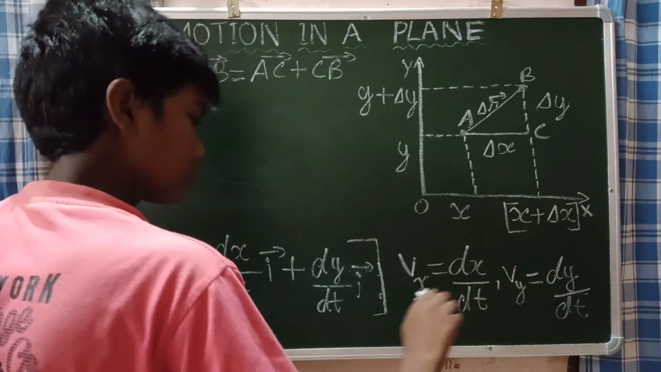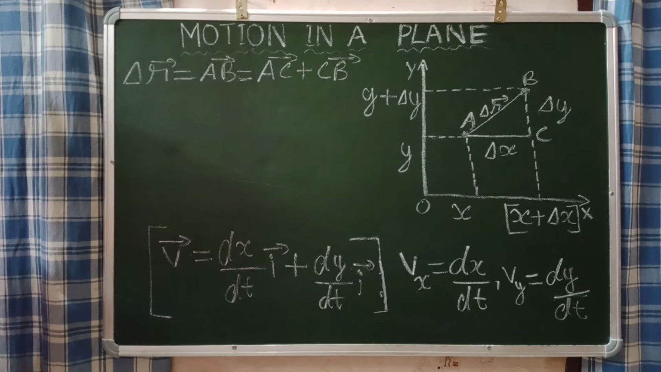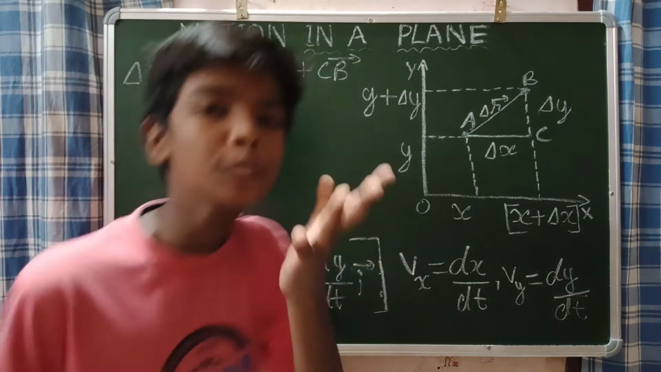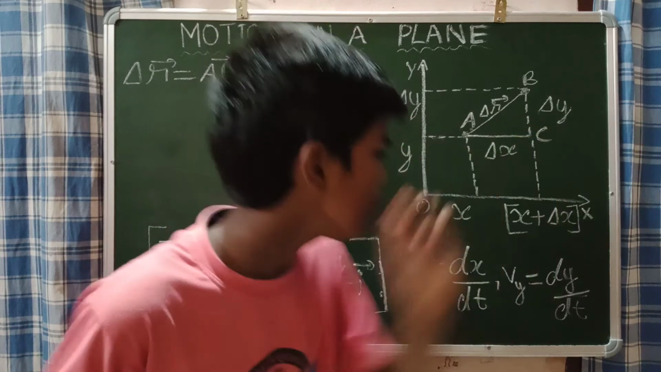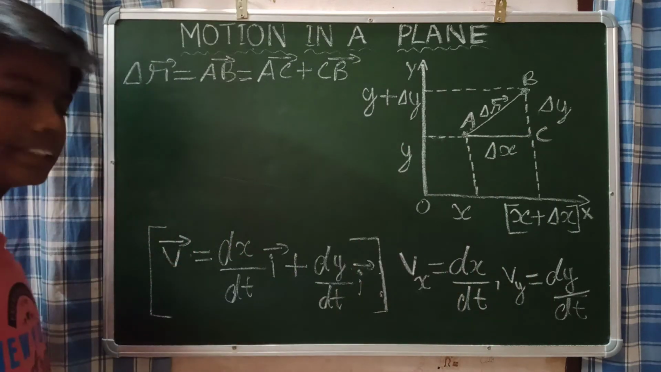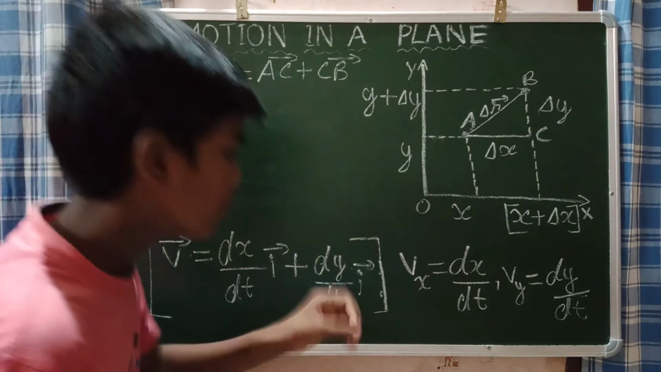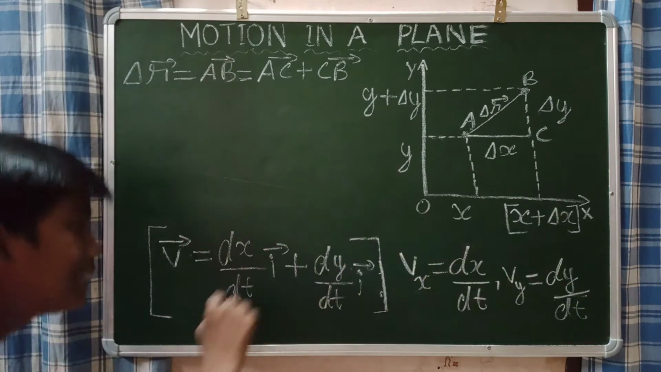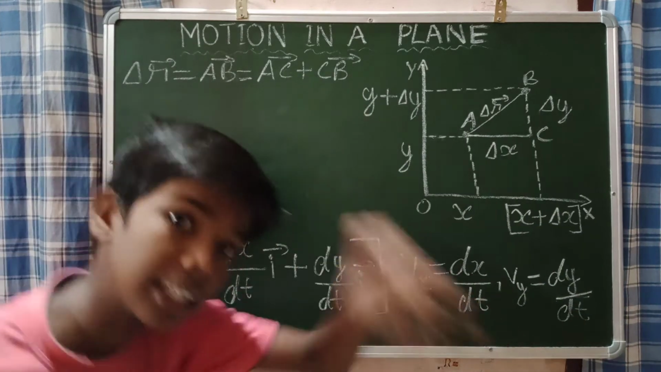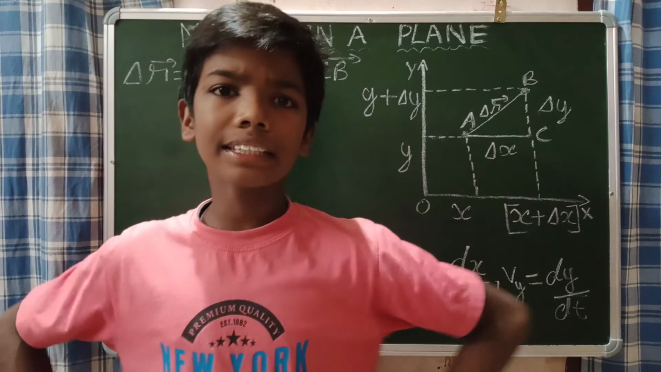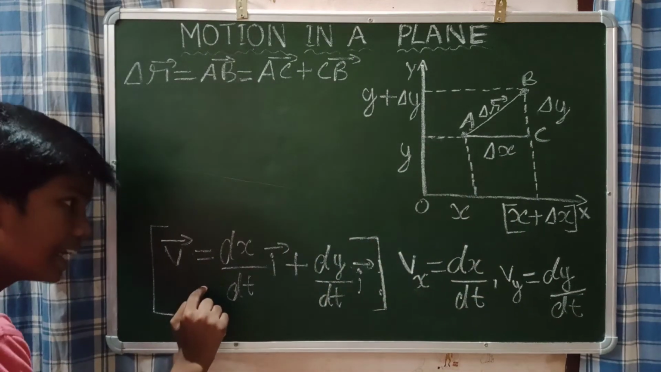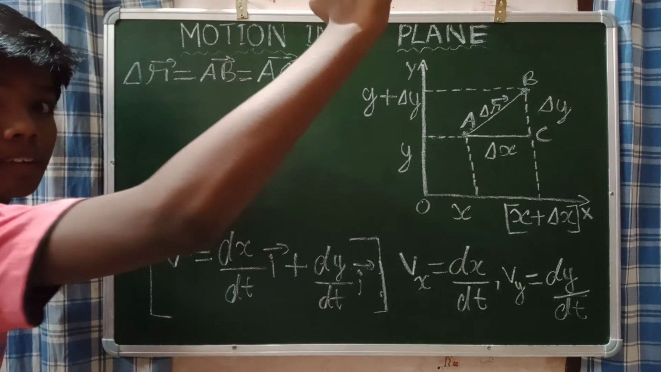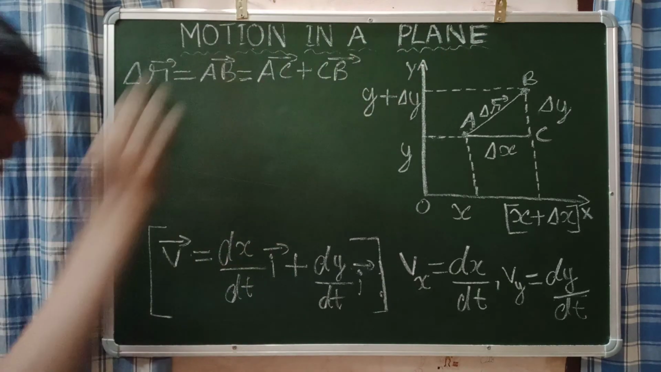So this is the x component, the y component of velocity. Now guys, let us move on to our next acceleration part. So how will you find acceleration using this information? Think of it. When you differentiate this equation with respect to time, you will get acceleration. That is a basic concept. So when you differentiate this equation with respect to time, then you will get the acceleration.